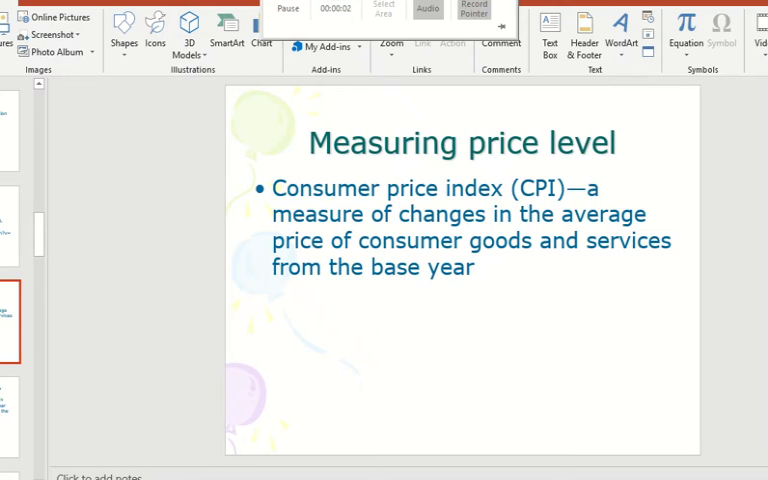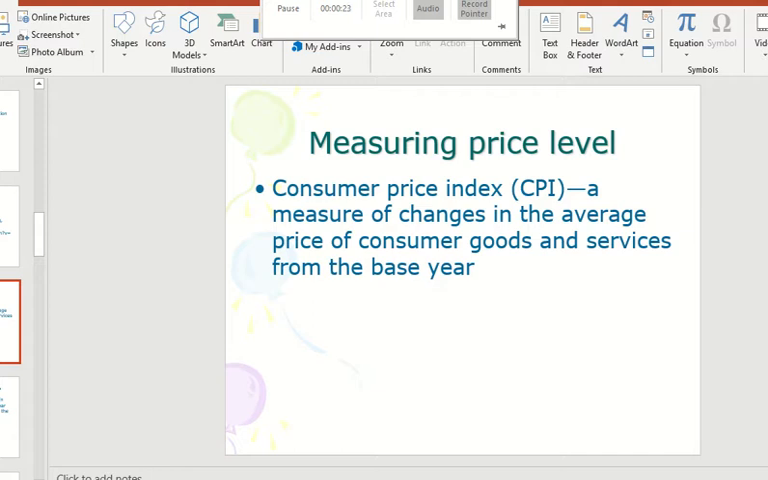Let's turn to the calculation of inflation rate. But before we do that, we need to talk about the price level, simply because inflation rate is the percentage change in the price level. So we will first have to calculate the price level before we can calculate the inflation rate.